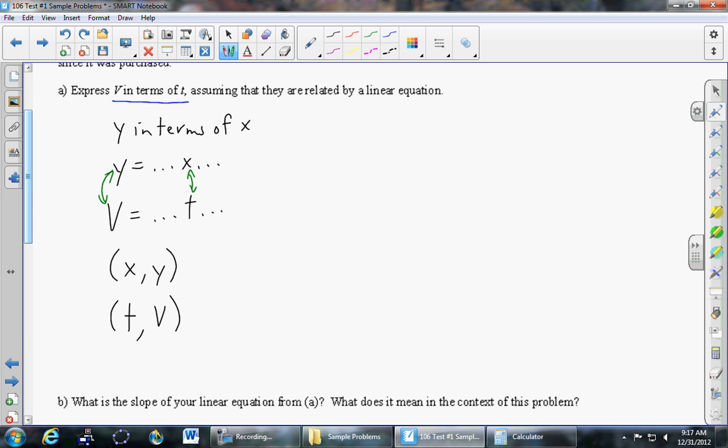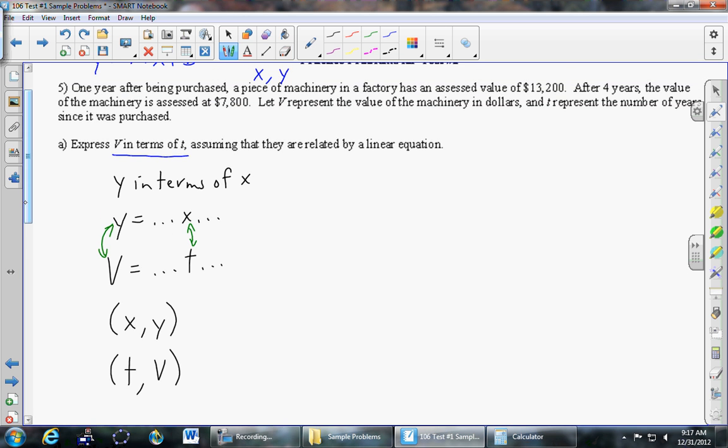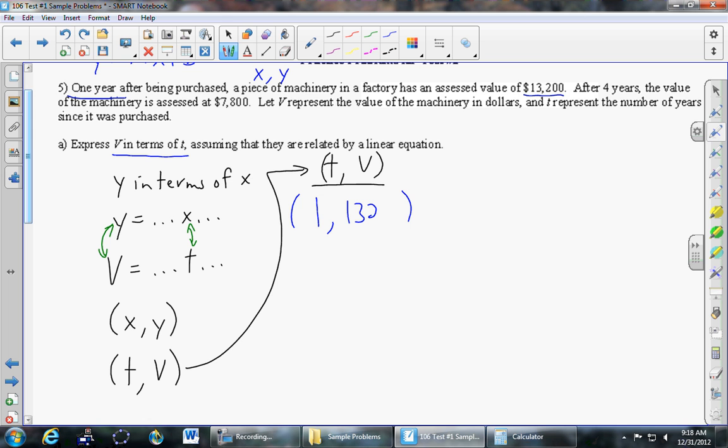So we've done a lot of translating, but I think it's worth our time to get to that point, understanding what is like x and what is like y. So let's go ahead and see if we can fill in some points here of the form T comma V. And we're going to try to read information off of the problem. The problem first says that a piece of machinery has an assessed value of $13,200 1 year in. So where do you put the 1 and where do you put the 13,200? Well, 1 year in is time, that goes first. V is value, 13,200 goes there, it's like the y.